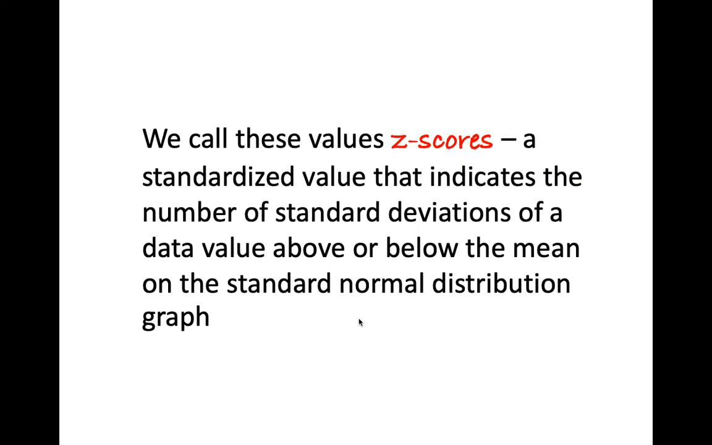And when we place values on this, we call these values the z-scores. A z-score is a standardized value that indicates the number of standard deviations of a data value above or below the mean on the standard normal distribution graph.